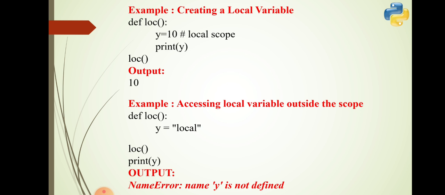Okay, now look at the second example. def loc, y equal to local. So now we are calling the function and printing the statement print y. What will happen? loc will be executed and the value is assigned to y, but it will throw an error. What kind of error? y is not defined, because y is defined inside the function, so it is only accessible in that particular block. That's why it created an error.